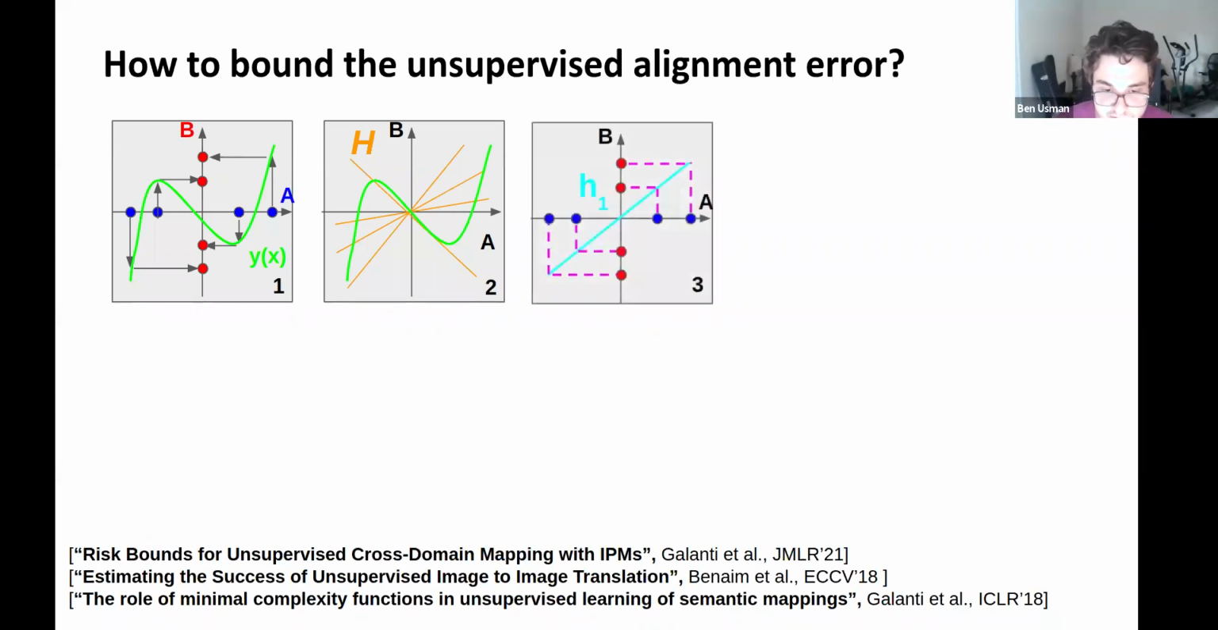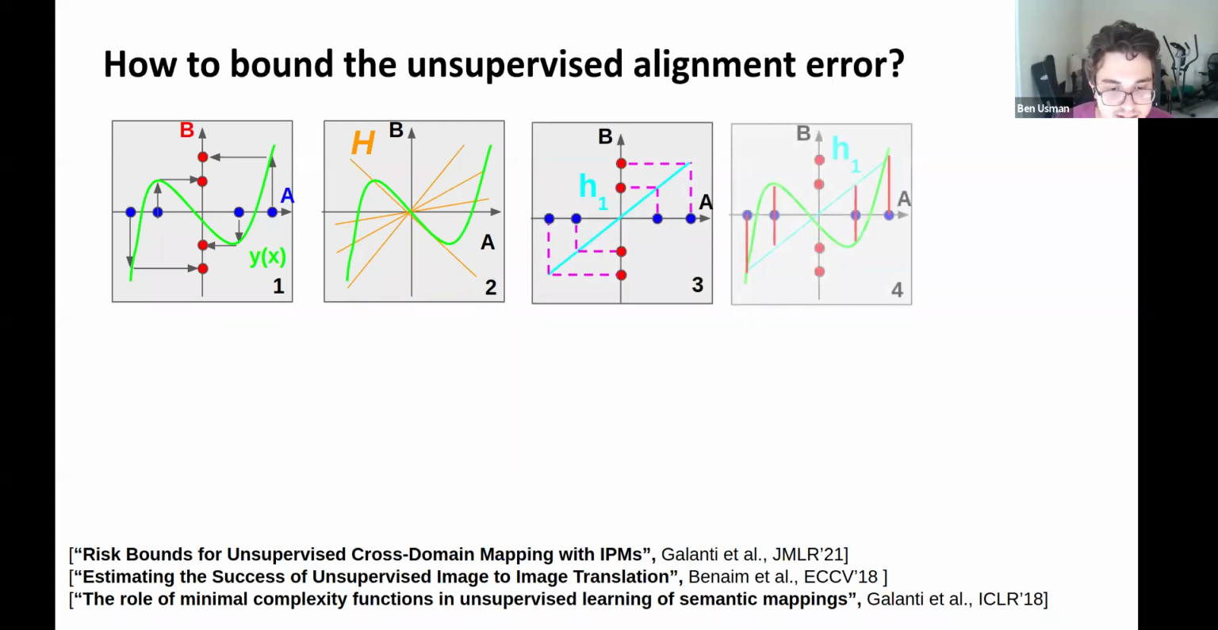So assume that we were able to find a function h1, in blue here, that indeed maps points from A to B well, meaning that all outputs of h1 on A are indeed near real points of B. But it does not match the ground truth output y of x, and therefore there is some prediction error between h1 and y drawn in red vertical bars. The question that we want to address is how to estimate these red bars if we have no access to the green ground truth function y of x.